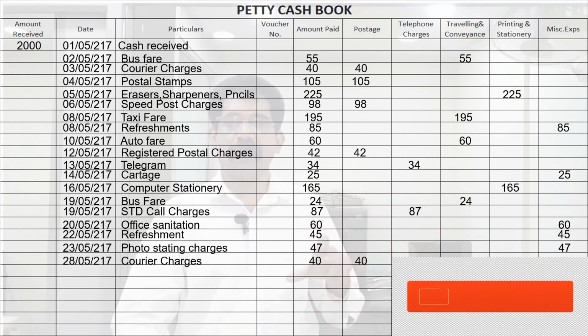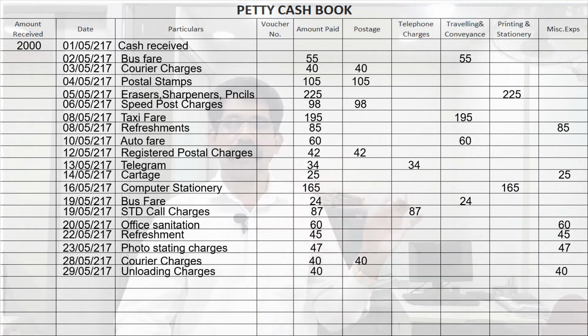On 29th, unloading charges rupees 40. There is no separate column for unloading charges. So 29th May, unloading charges. Write rupees 40 on the miscellaneous expense column. Take the total to the total amount paid column.